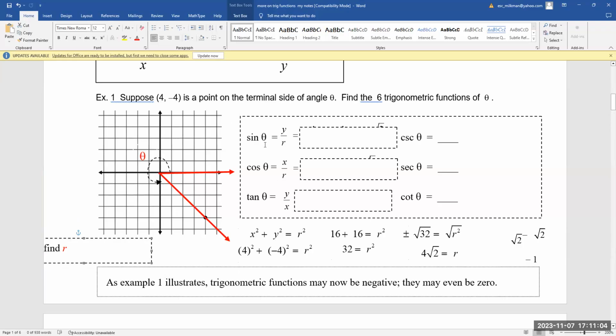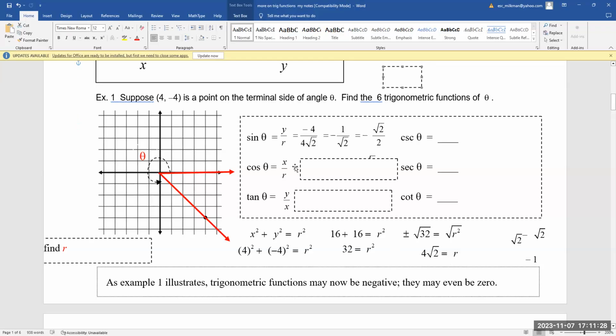Going back to the definition of sine of theta as y over r, the y value is given to be negative 4 here. The r value is 4 radical 2. The 4's cancel to leave you negative 1 over radical 2. We don't leave radicals in denominators, and so what you do is you rationalize and you get your final answer of negative radical 2 over 2.